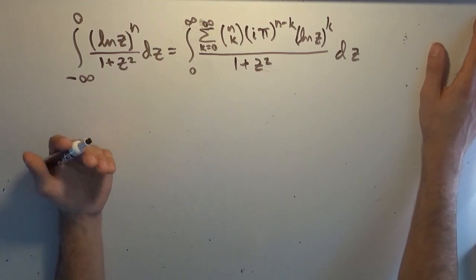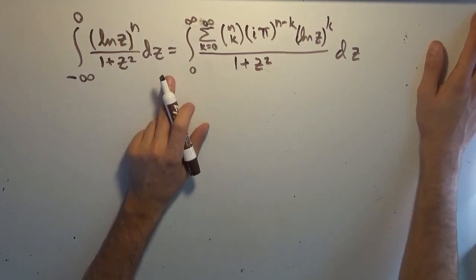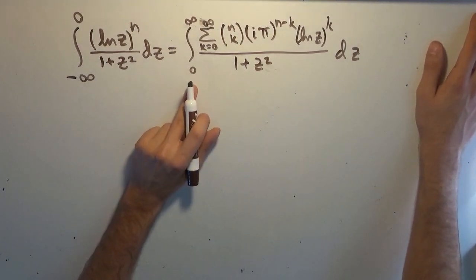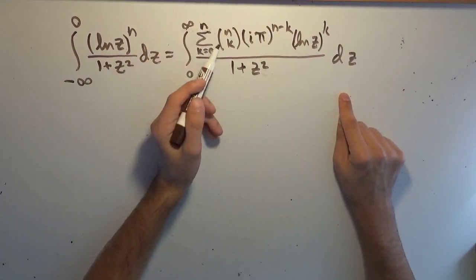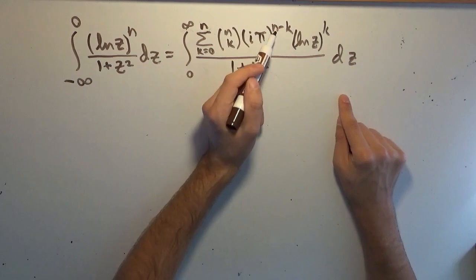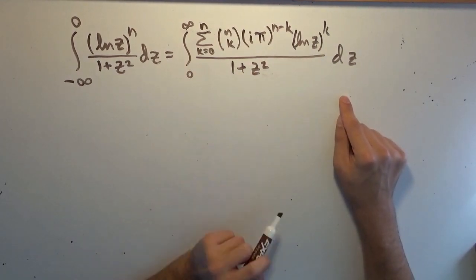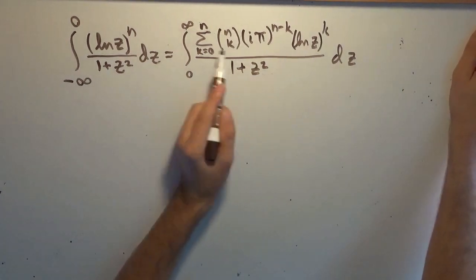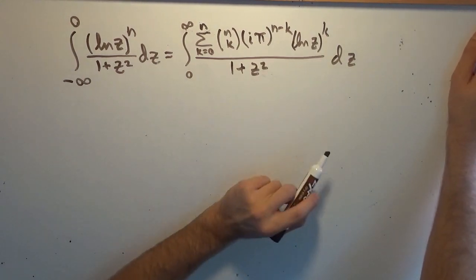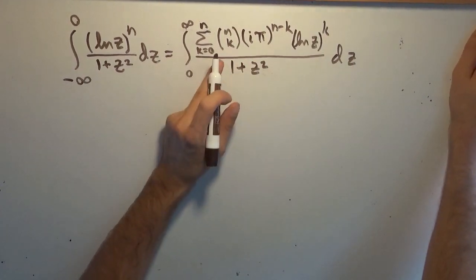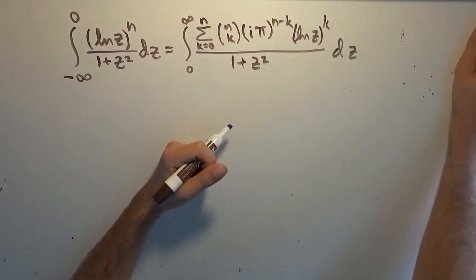And in the process, we had to figure out what the integral from negative infinity to 0 of that same integrand would be. And we were able to show that it is equal to the integral from 0 to infinity of the sum from k equals 0 to n of n choose k, the quantity I pi to the power of n minus k, times natural logarithm of z to the power of k, all over 1 plus z squared dz. And what this was is the binomial theorem representation of the quantity I pi plus ln of z all to the power of n. And this is what's going to allow us to actually evaluate what our original class of integrals was.